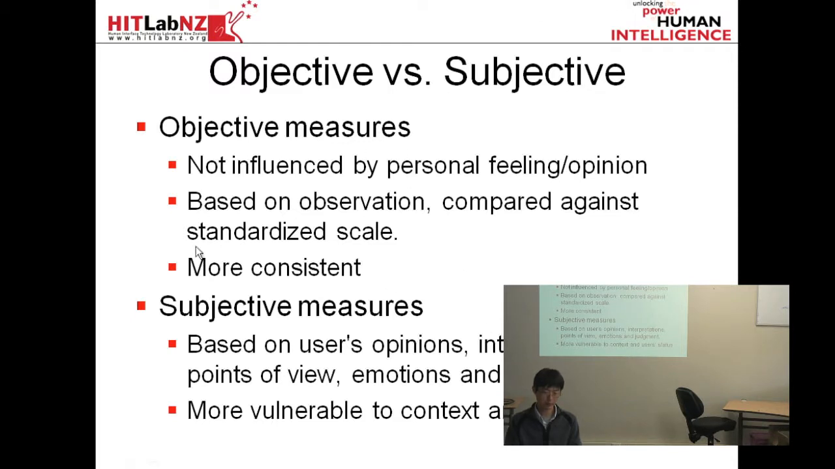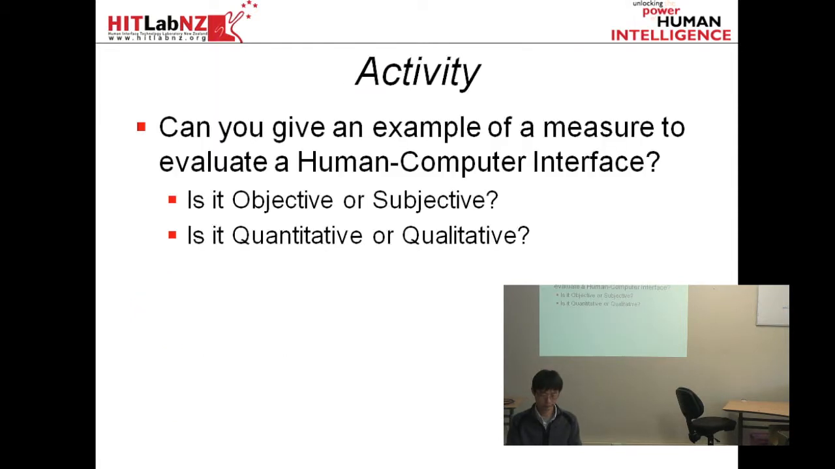And by its nature, objective measures are more consistent. On the other hand, subjective measures, since they depend on users, are more vulnerable to the context or the user status, and could be different between the users as well. So some people might think it's easy, some people might think it's hard to use, depending on their level of expertise or their cultural background or so forth.